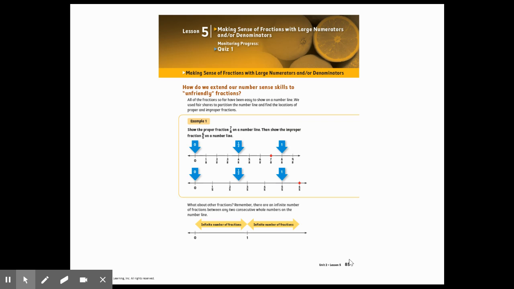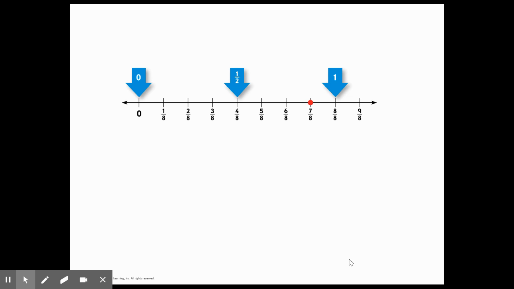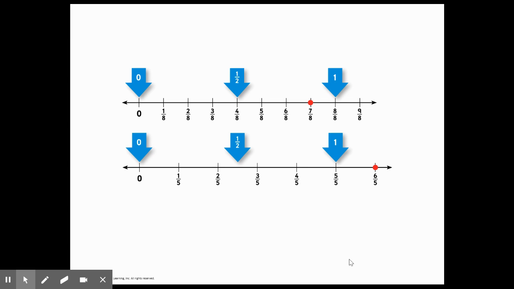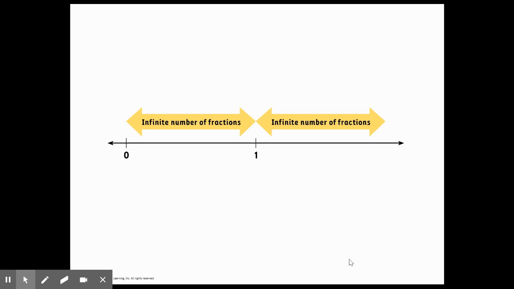Today we are on Unit 2, Lesson 5, and we're going to be talking about how we make sense of fractions with large numerators and denominators. So far, all the fractions have been easy to show on the number line. Fractions like 7/8 and 6/5 are easy to locate on the number line. What about other fractions? Remember, there's an infinite number of fractions between any two consecutive whole numbers on the number line.